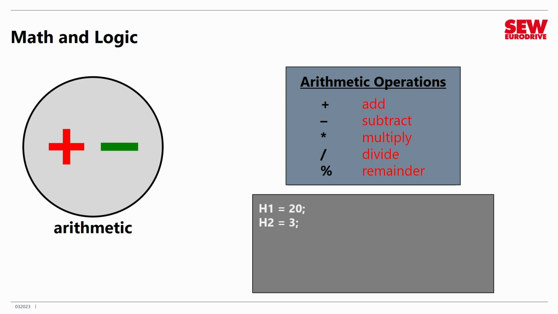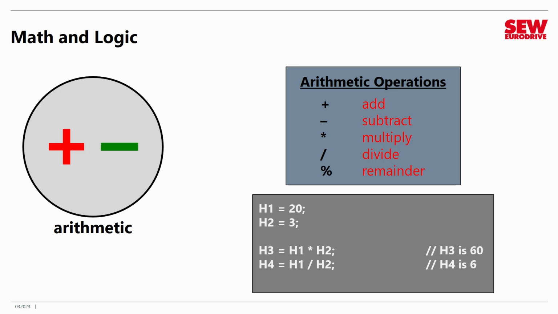Now if I change the values, so I've got a 20 in H1 and a 3 in H2. If I say H3 is H1 times H2, that's 20 times 3, there will be a 60 in H3. I say H4 equals H1 divided by H2, that's 20 divided by 3, and that does not give a nice, neat answer. It gives a 6, and normally there would be a fractional part, but remember we don't get fractions, so we just get a 6 in there.